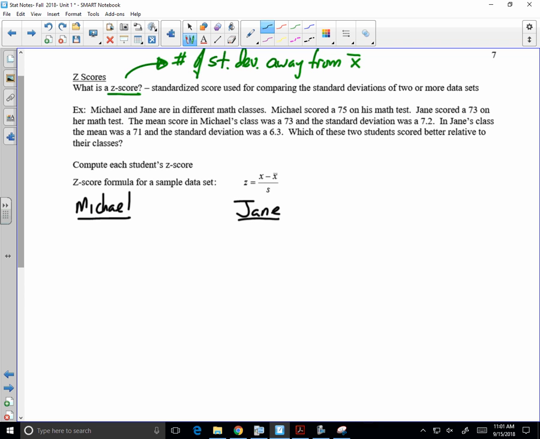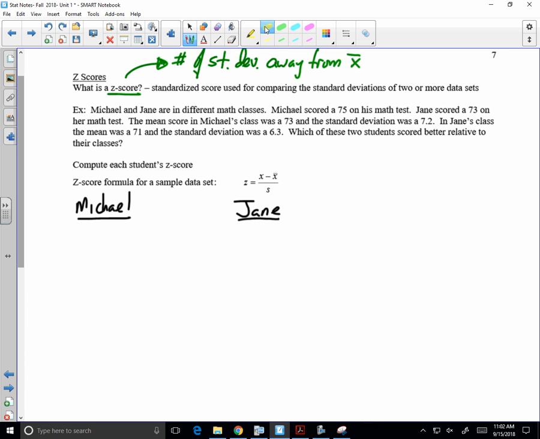Right? So Michael and Jane are in different math classes. Michael scored 75 on his math test. Jane scored 73 on her math test. The mean score in Michael's class is 73, standard deviation 7.2. Jane's class, the mean was 71, standard deviation 6.3, which of the two students scored better relative to their classes. Highlight that, emphasize it on your handout in any way you like.